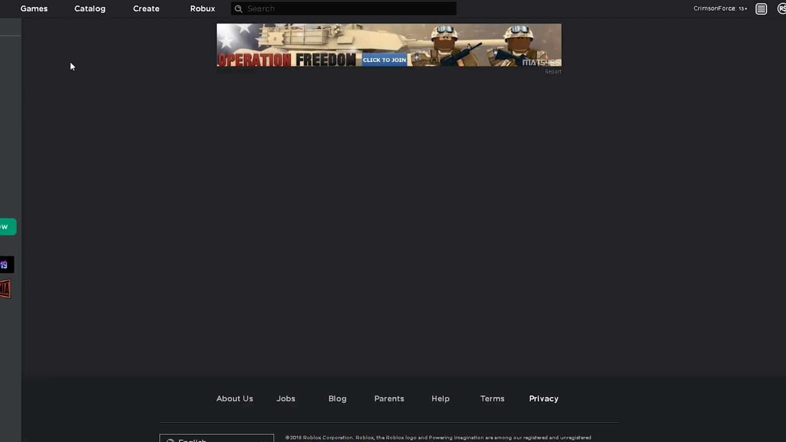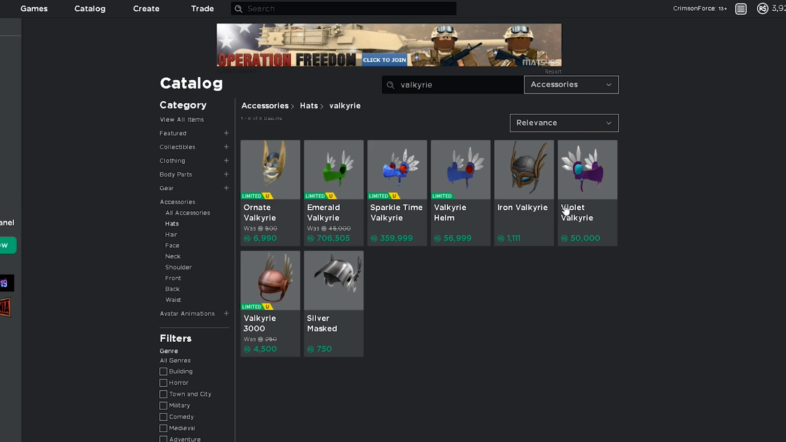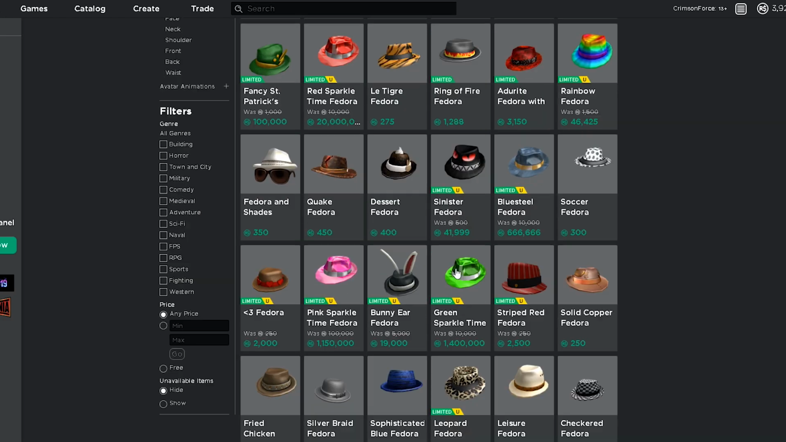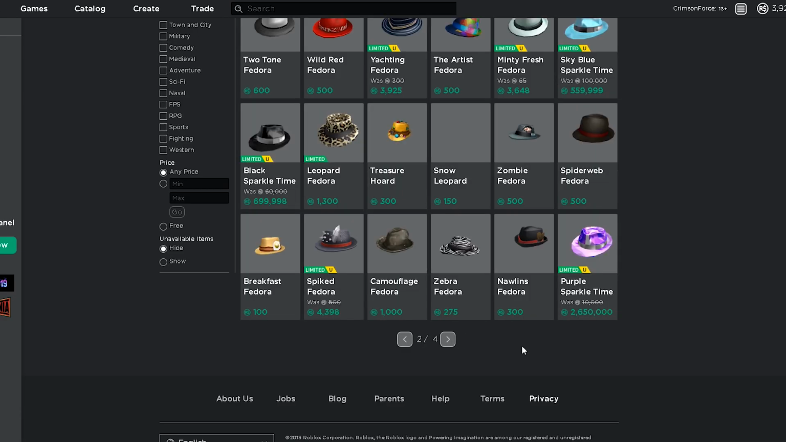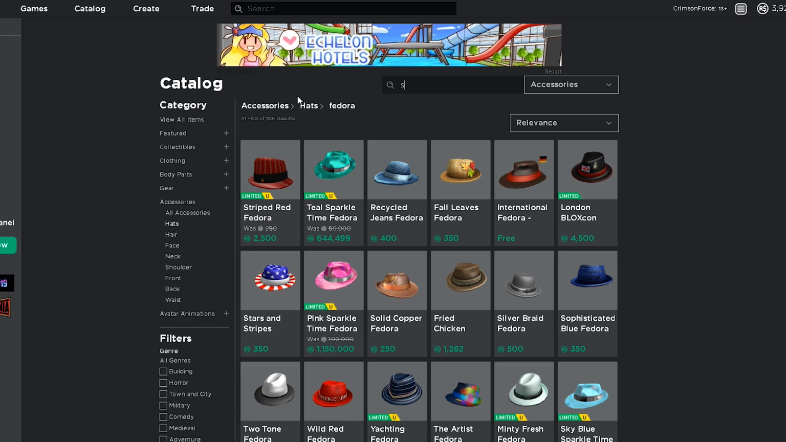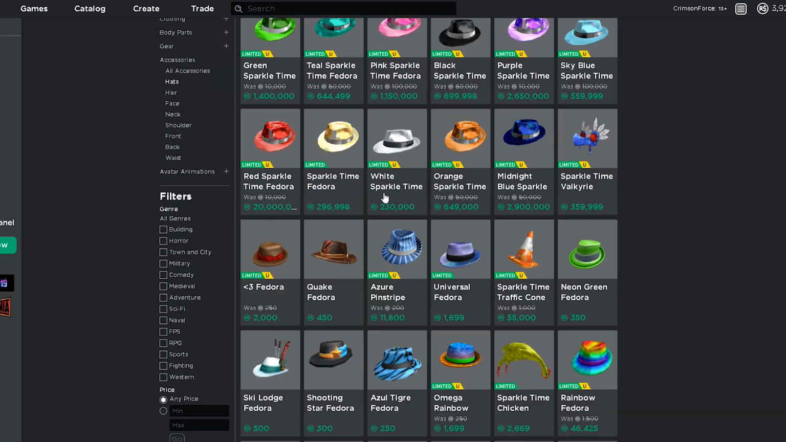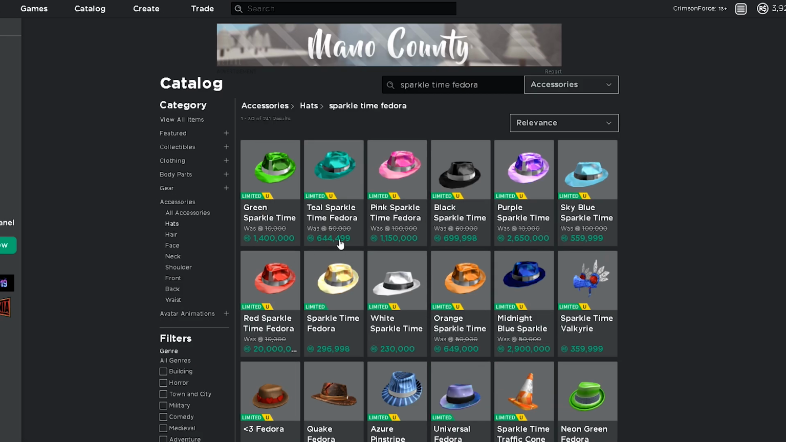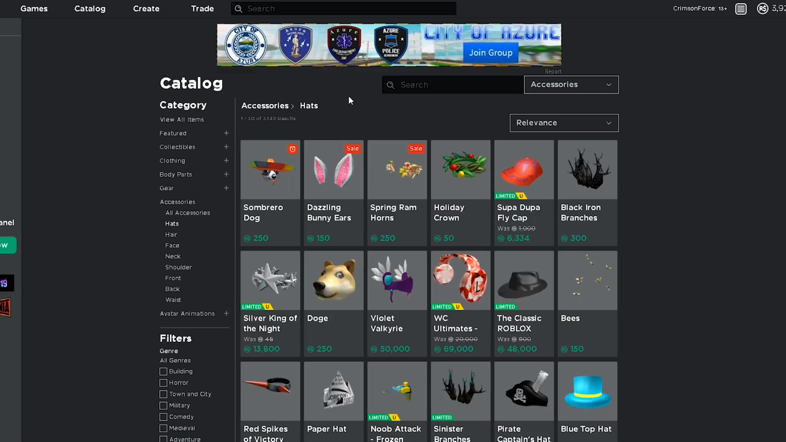Like there's a few Valkyrie helms that have been made after, like Violet Valkyrie, Sparkle Time, Emerald, whatever, and the new Crimson one. But if you look up fedora, look how many different fedoras are on Roblox. There's a lot of replacements for a classic fedora. They have a ton of Sparkle Time fedoras. All these items can be used as replacements to a classic fedora. So yeah, obviously everything is going to be going up at different rates, but yeah.